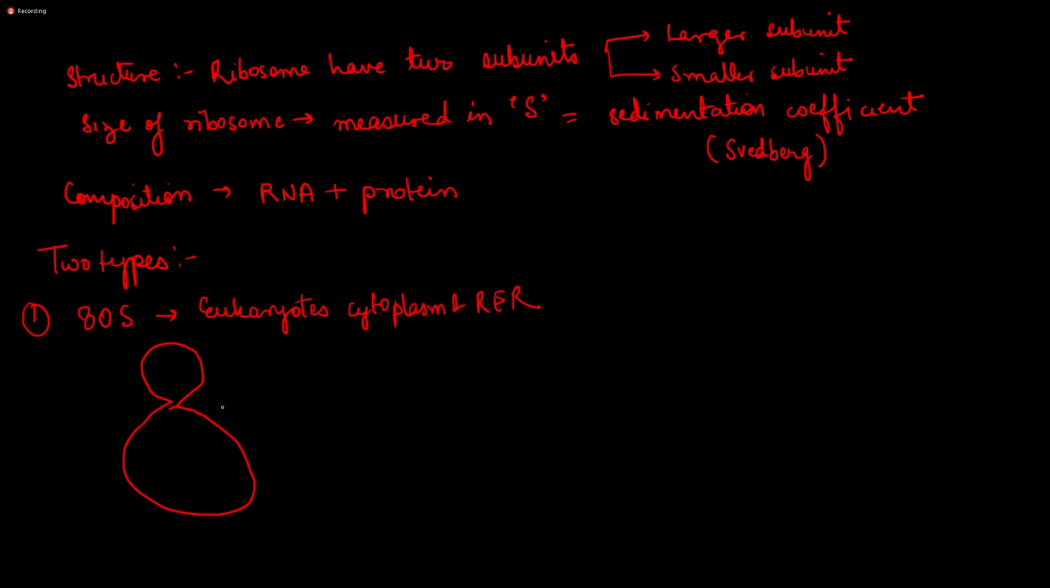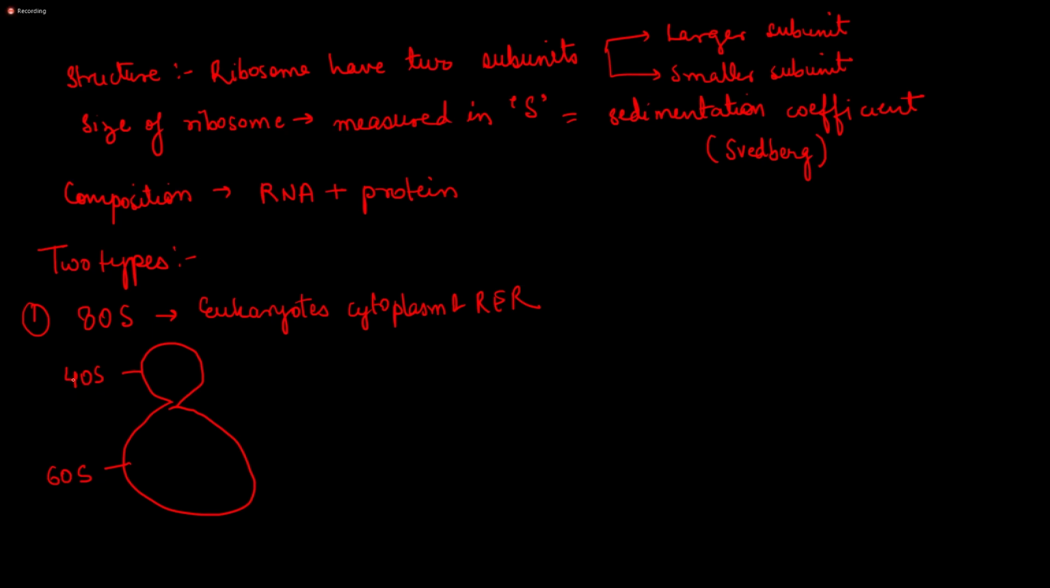It has a smaller unit and a larger unit. The smaller unit is 40S and the larger unit is 60S. These are not additive. It doesn't mean that the total should be 80S. It is a type of unit based on the sedimentation coefficient. So the smaller unit is 40S and the larger is 60S.